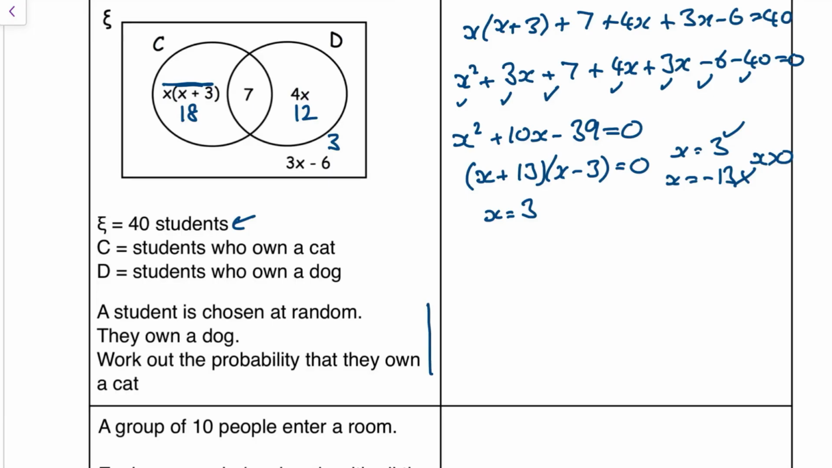Now, what's the question you want me to do? I'm going through all this, haven't got to the question yet. A student is chosen at random, they own a dog. Okay, so there are 19 people that own a dog. Work out the probability that they own a cat, given they own a dog, I guess is what they're trying to say. So there's 19 people that own a dog. 7 of those also own a cat. So therefore, the answer to this one is going to be 7 over 19. Conditional probability question, but a nice one.